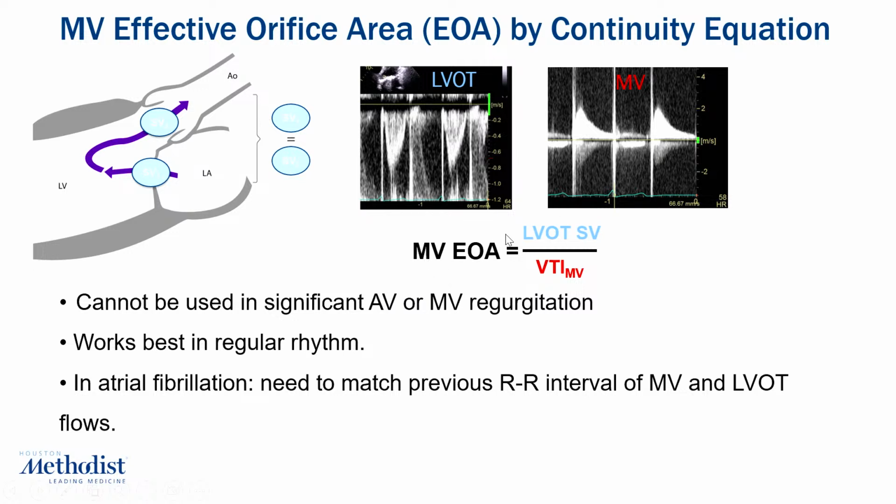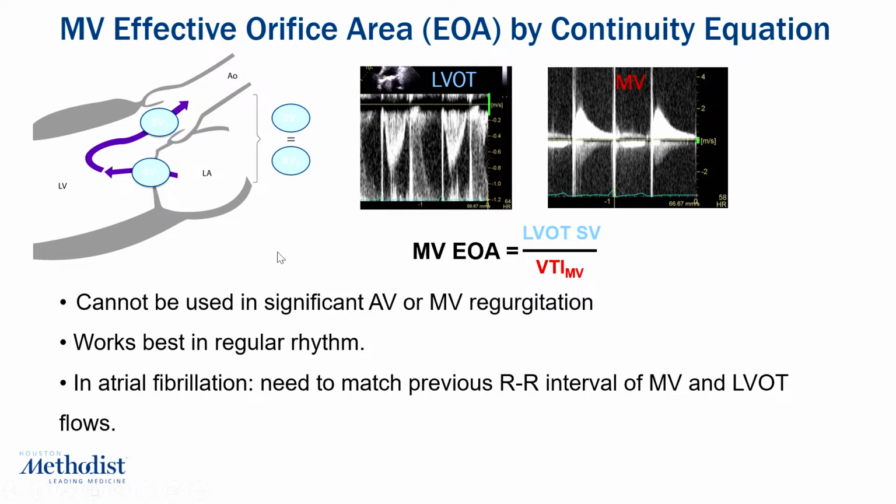If you have significant aortic regurgitation, the LVOT stroke volume, the numerator, will increase. You will get an artificially elevated EOA. If you have significant mitral regurgitation, the mitral valve VTI will increase. You will have an artificially reduced EOA, okay?